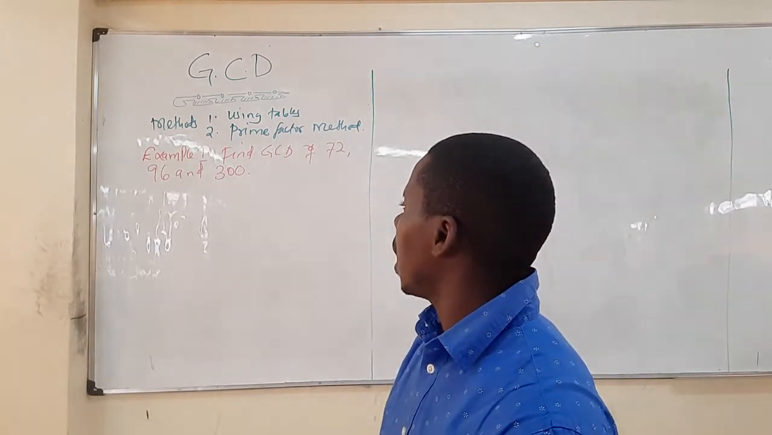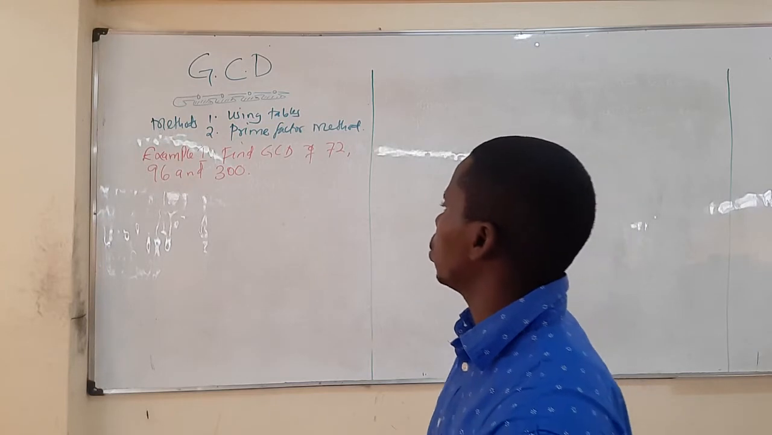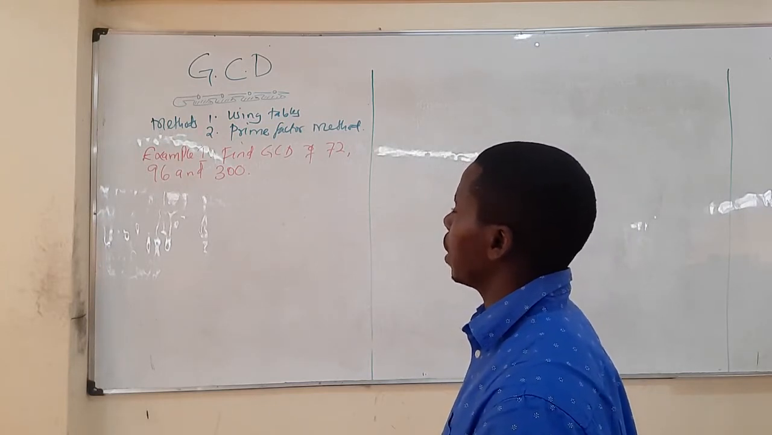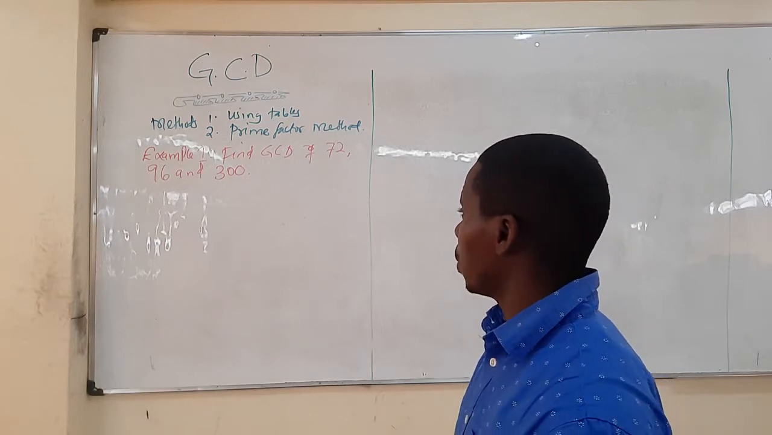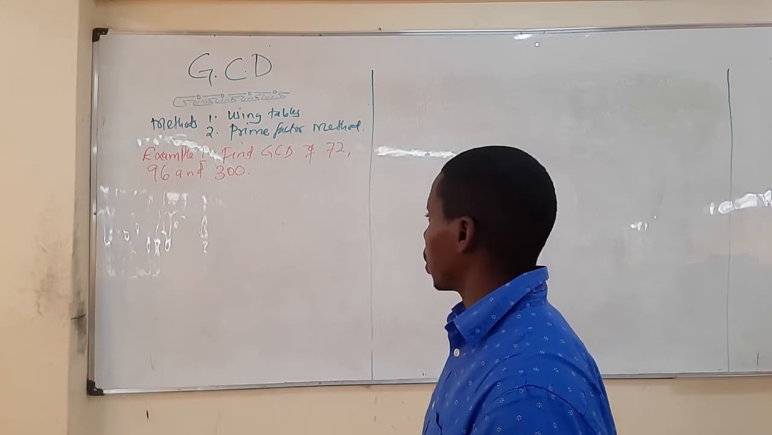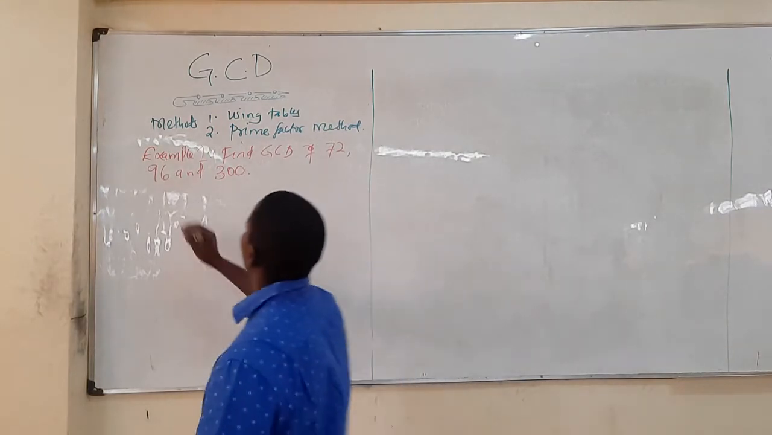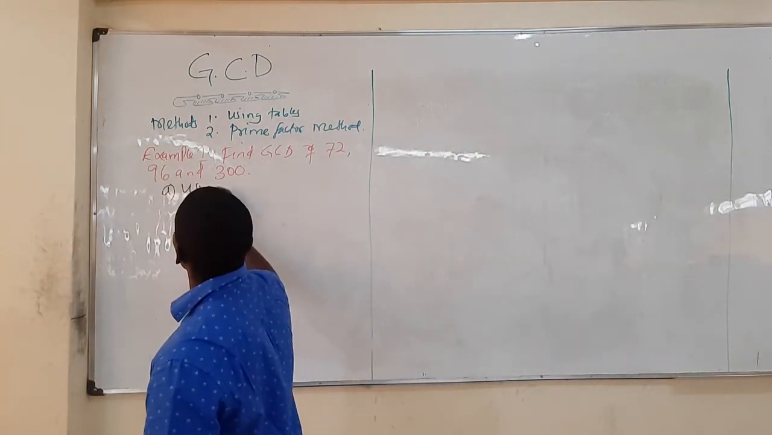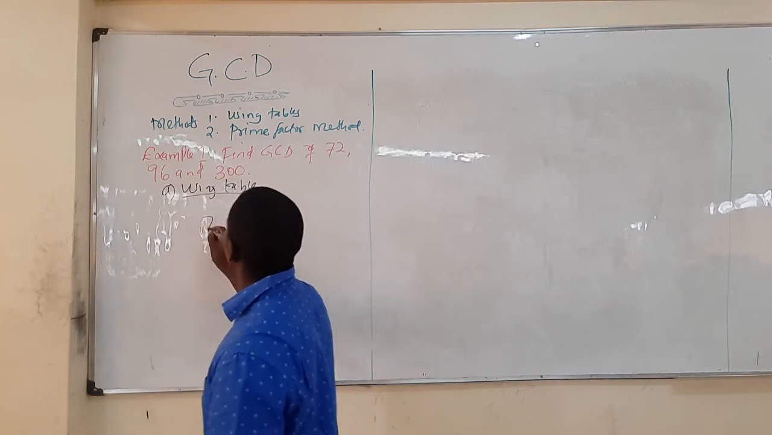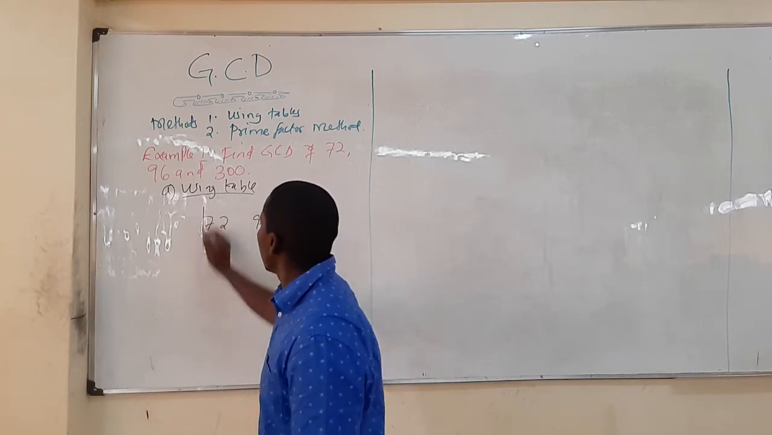We are going to have example one here, where we have been told to get the GCD of 72, 96, and 300. We are going to first use tables, and then we use the prime factor method to see how we can get the GCD of the numbers. So let's start by using the table. We want to get the GCD of 72, 96, and 300.